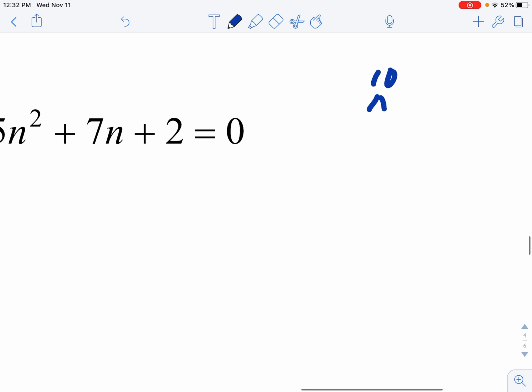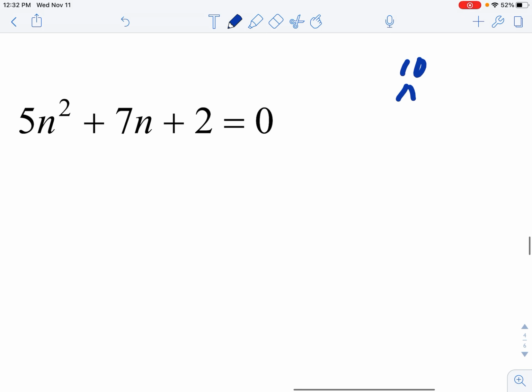I'm totally blanking out on this. Good grief. Yeah, what multiplies together to equal 10? 1 and 10, 2 and 5, right? Which of those, and they do have to be positive, there's no negatives anywhere, which of those add up to 7? Well, it's 2 and 5.